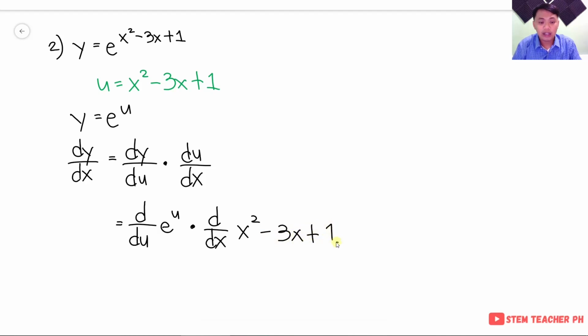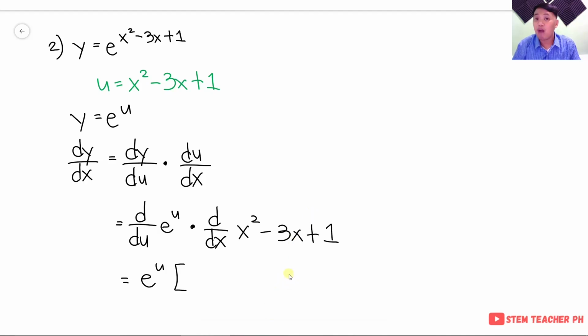Then kuha tayo ng derivative, e raised to u with respect to u, applying our formula para sa derivative of e, wala namang magbabago sa kanya, so this is equal to e raised to u. Tapos imumultiply siya sa derivative ng x squared minus 3x plus 1. Since they are separated by subtraction and addition, pwede natin kuhanin yung derivative nila na magkakahiwalay.